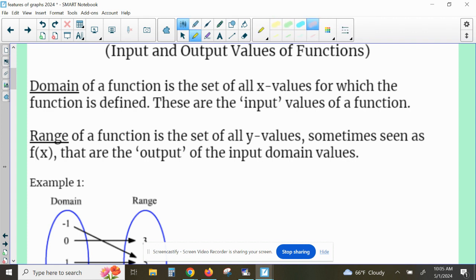All right. We have domain and range. I'm going to go green for domain. So domain, as we have stated, is a set of all your x values for which the function is defined, and those are also known as your inputs.